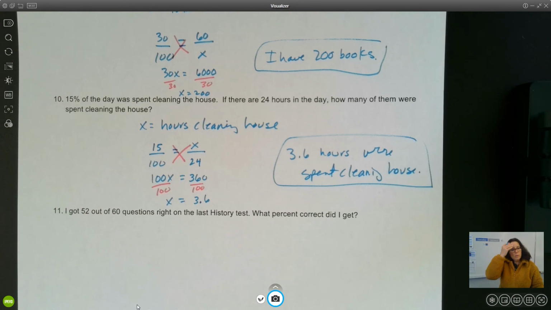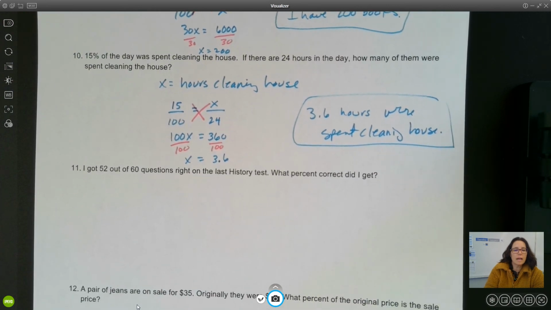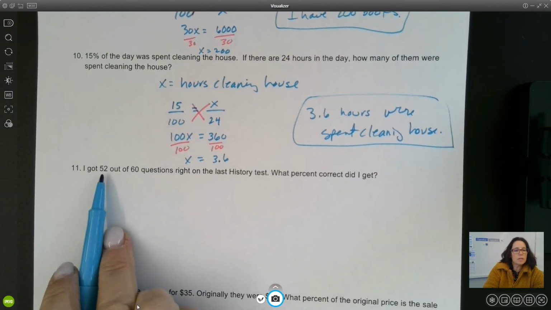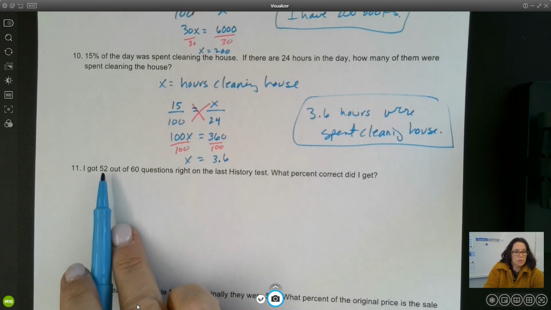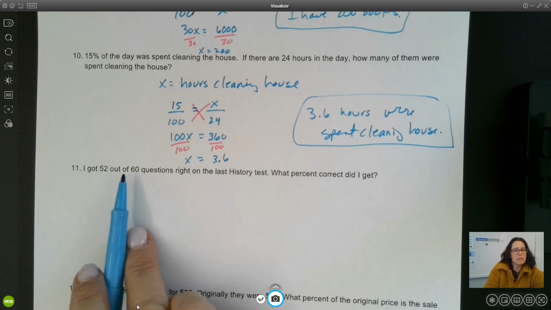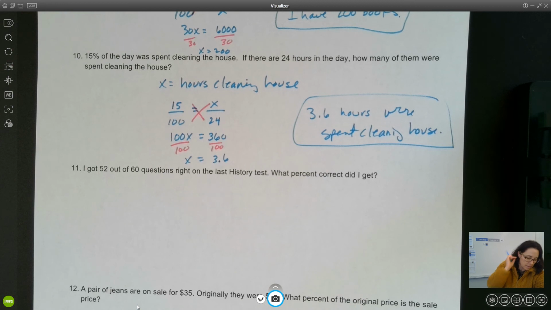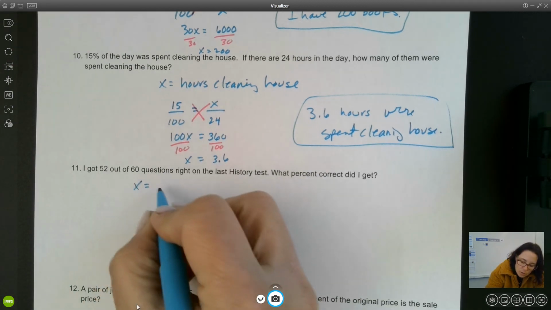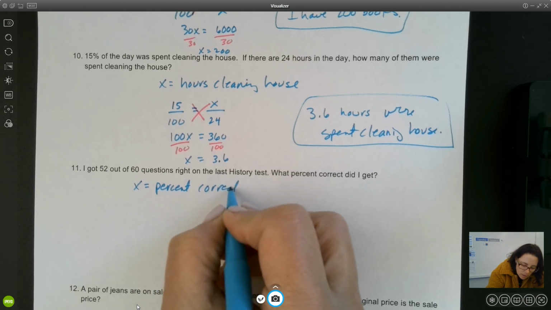I got 52 out of 60 questions right on the last history test. What percent correct did I get? Okay, 52 is the number correct. So you need to think about, do I need to be thinking about that 8? That's the difference that aren't correct. But no, we don't have to think about that in this problem. So x equals the percent correct.